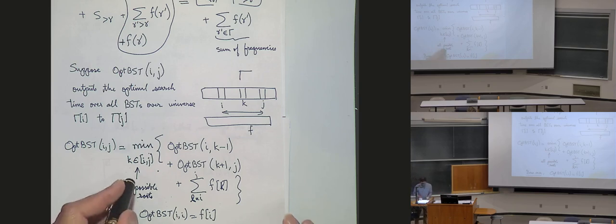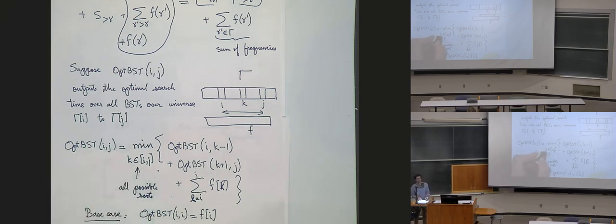I guess technically I should have set the K going from I plus 1 to J minus 1, and then it would have been safer.